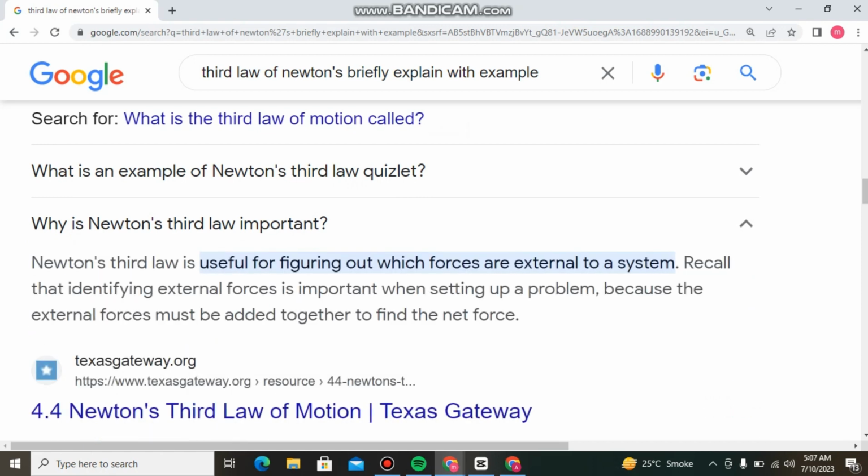Why is Newton's third law important? Newton's third law is useful for figuring out which forces are external to a system. Recall, identifying internal forces is important when setting up a problem, because the external forces must be added together to find the net force.